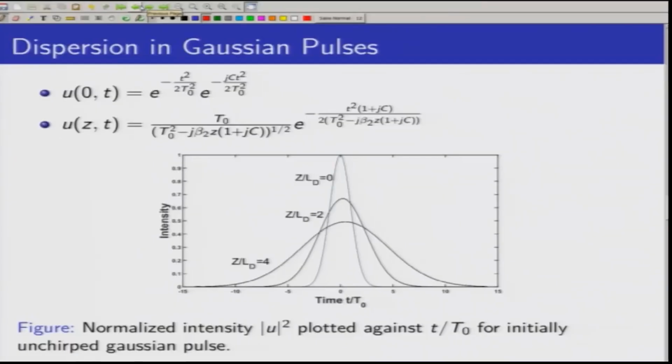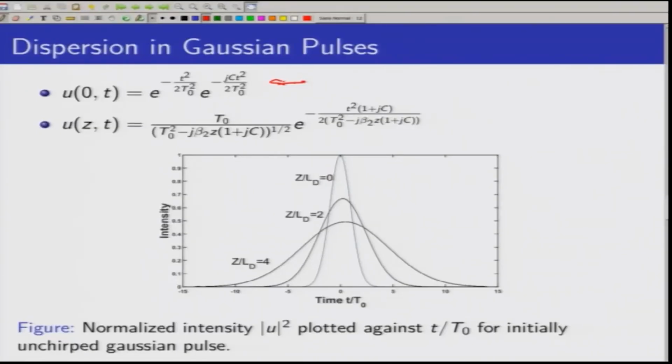One of the most used pulses are the Gaussian pulses, whose incident equation is u0 e to the power minus t square by 2 t naught square, e to the power minus j c t square by 2 t naught square, where t naught is the pulse width and c is the chirp parameter. We will see what the chirp parameter is. In this scenario, because we know the Fourier transform of Gaussian pulses, we can solve it analytically and also by the numerical approaches we mentioned previously.